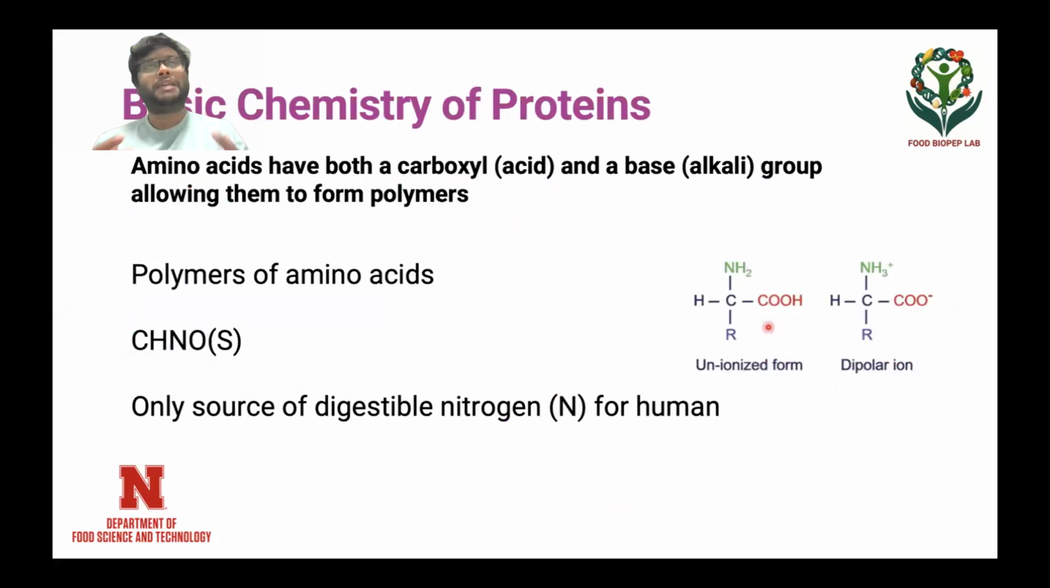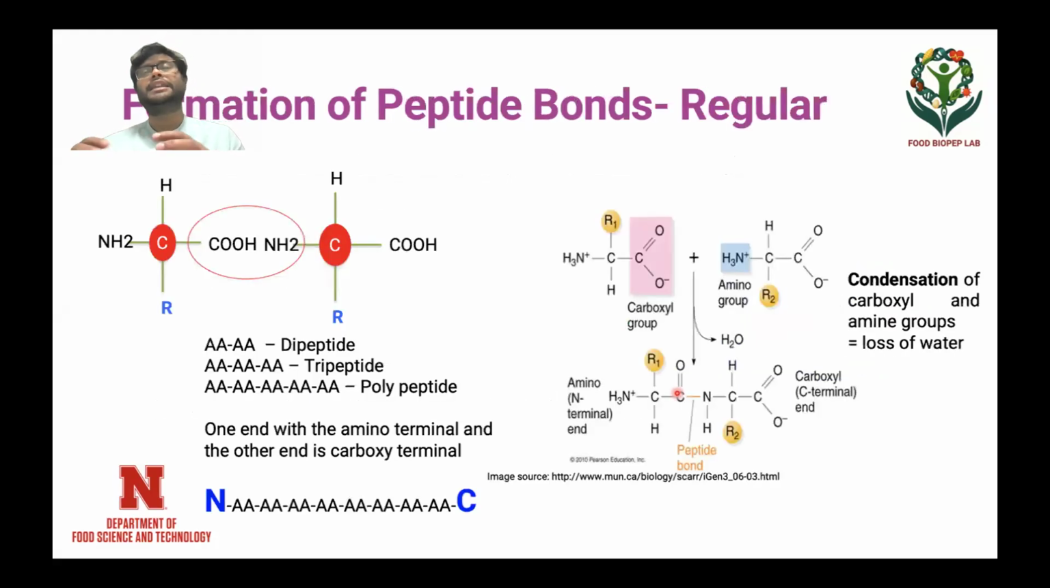Now, if we talk about the basic chemistry of the protein, we go back to the amino acid, the building block of a protein, which has a carboxylic end, the acid end, and an amino end, the basic or alkaline end, which allows them to join with each other and form polymers. It is the only source of digestible nitrogen for humans. Now, these amino acids come together and form a peptide bond.